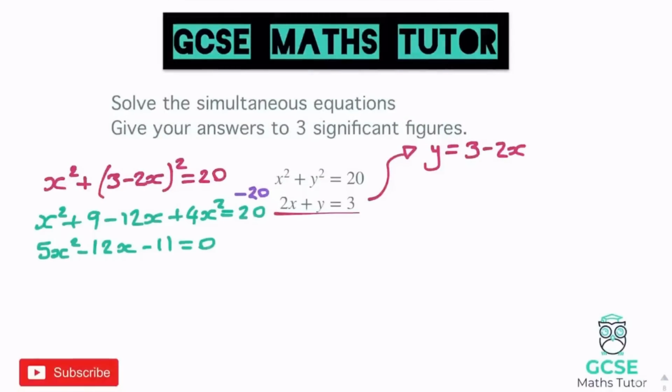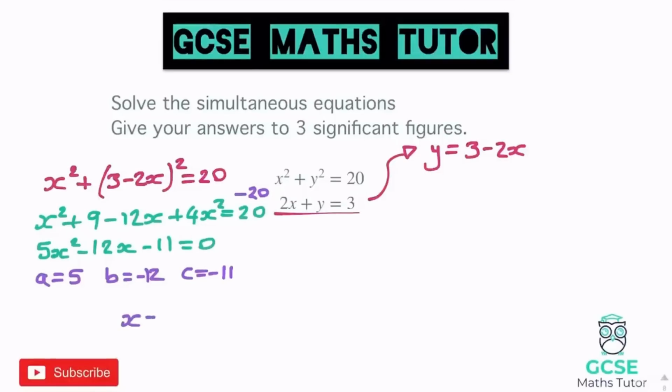So obviously you're going to need to know the quadratic formula for this, so do check out the video on that if you're not sure on it. But we've got a equals 5, the coefficient of x squared. We've got b equals negative 12, the coefficient of x, and c equals negative 11. Okay, so we're going to sub that into the quadratic formula. So obviously always just write the quadratic formula out before you start substituting it in. So let's write it out.